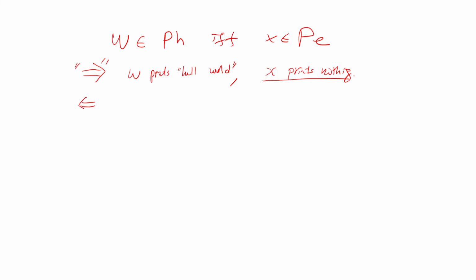But the problem is that from right to left, if X is in PE, that means X prints nothing.